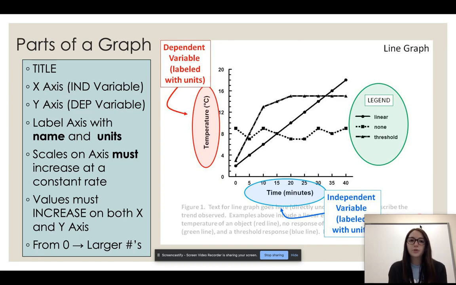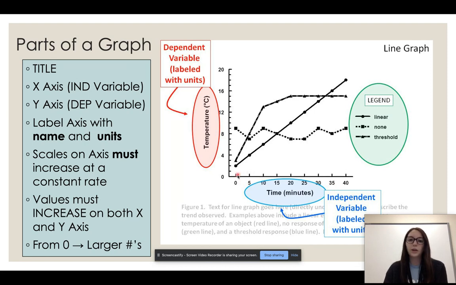So all of your graphs should always have a title. And so like this, while I don't have a traditional title, I did title it line graph in the corner. I had my X axis with my independent variable as well as the units. I had my Y axis, which is my dependent variable with what it was as well as the units. I labeled them. And then I also included a scale that increased at a constant rate, which is extremely important.